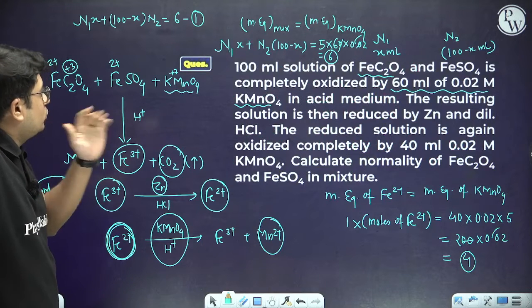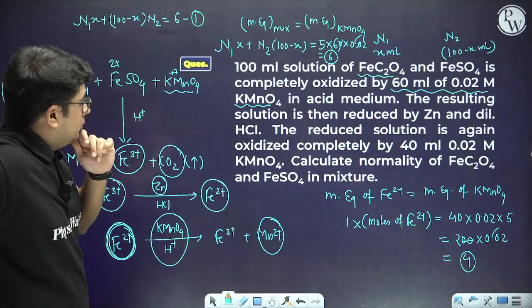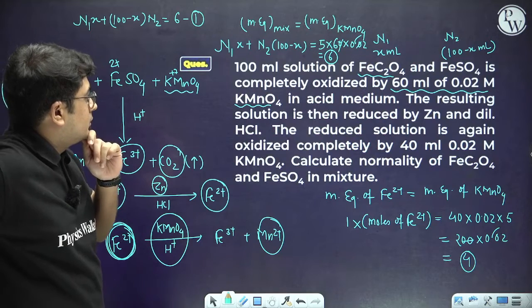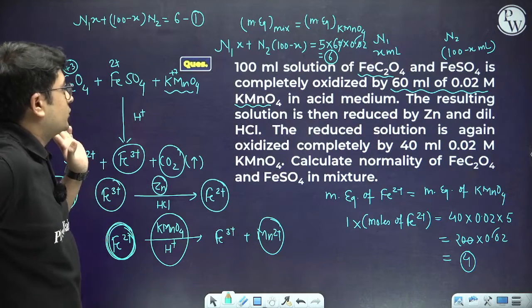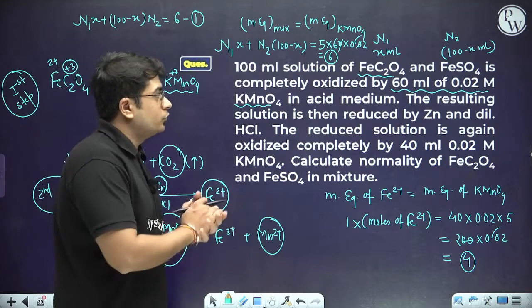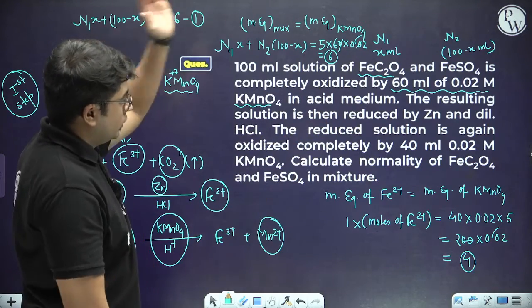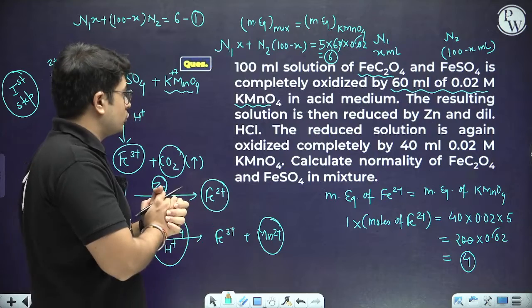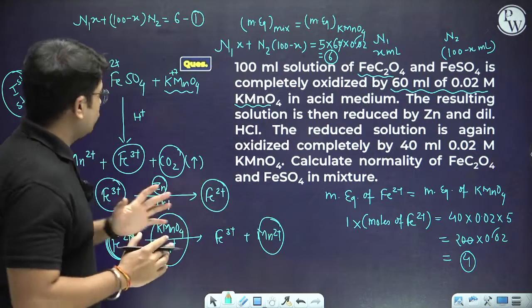Okay, let's try to decode this entire part. This is the only concept which is going to happen, because in the first case 100 ml solution of this FeC2O4 and FeSO4 is completely oxidized by 60 ml of 0.02 molar KMnO4. So what is going to happen in the first case?